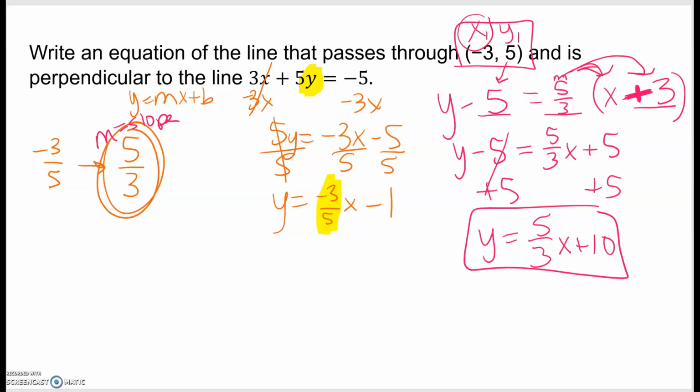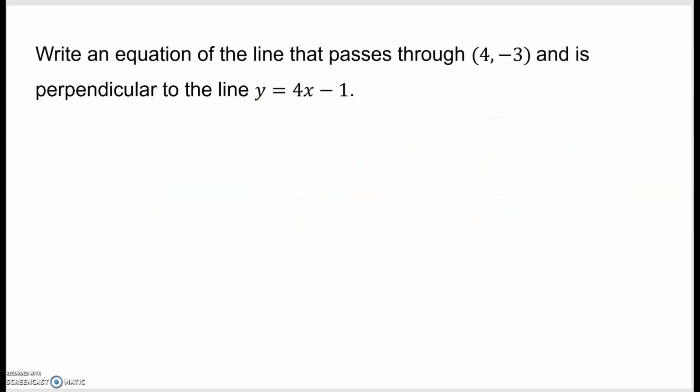Okay, so remember, some of them we had to work out on yesterday's assignment. Some of them, our line was already given to us in slope-intercept form. So this is one where we already have y equals mx plus b form. It says write an equation of a line that passes through (4, -3) and is perpendicular to the line y equals 4x minus 1. So what is the slope of this line? Okay, so my slope is 4.